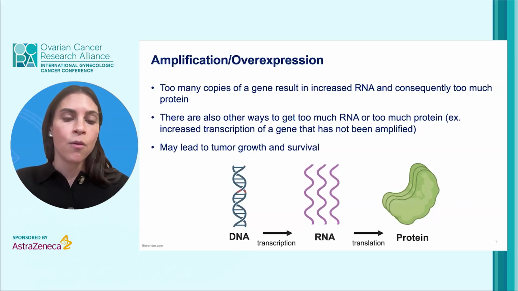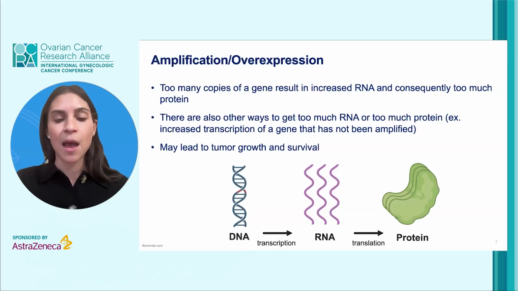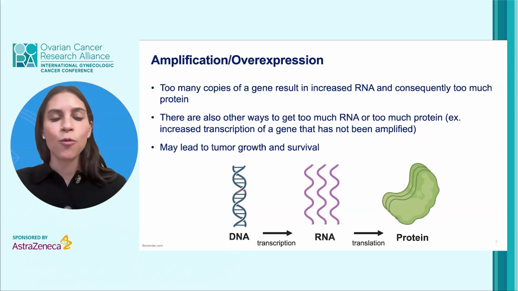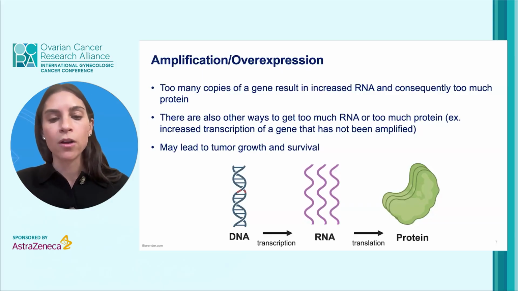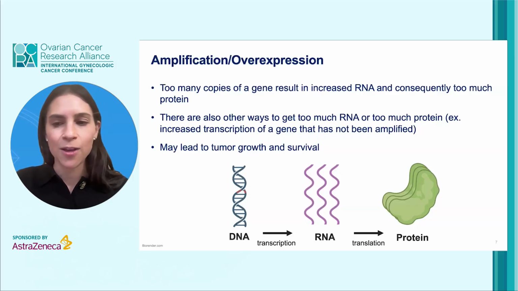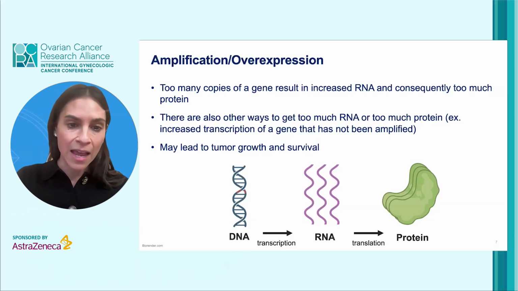And that can be because there's too much transcription of a gene, for example, that has not been amplified. So even though there might be only two standard copies, there can be more transcription, which again is how DNA goes to RNA, and that can lead to too much protein. Too much protein, and if it's a protein that's important for telling cells to grow, divide, and survive, can lead to cancer.